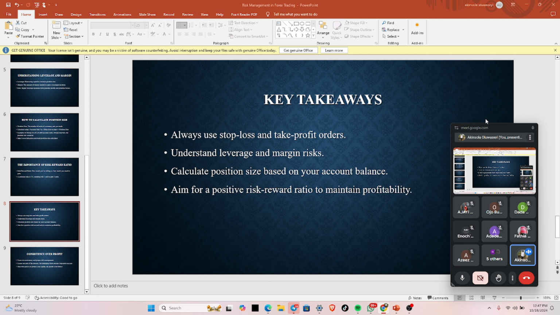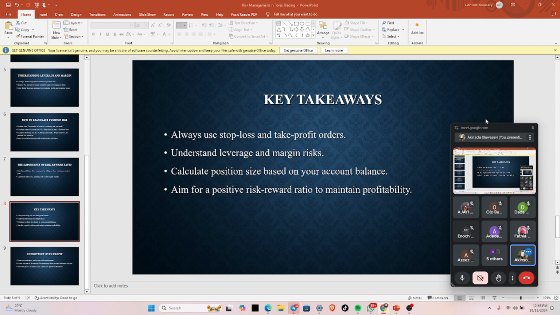We are just wrapping up. So take note of this. Key takeaways. Always use stop loss and take profit orders. Take note of that. It is very important. If you want to be a very good trader, make sure you always make use of what? Stop loss and a take profit order.